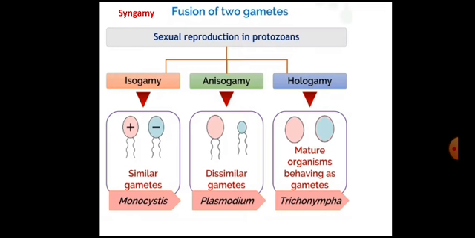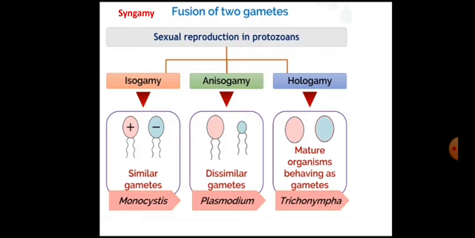The second type of syngamy is anisogamy. Anisogamy means opposite to isogamy. Here we can see that the gametes are dissimilar, so structurally they are dissimilar. These two gametes then combine with each other to form a zygote. This happens in the case of Plasmodium, a malarial parasite.